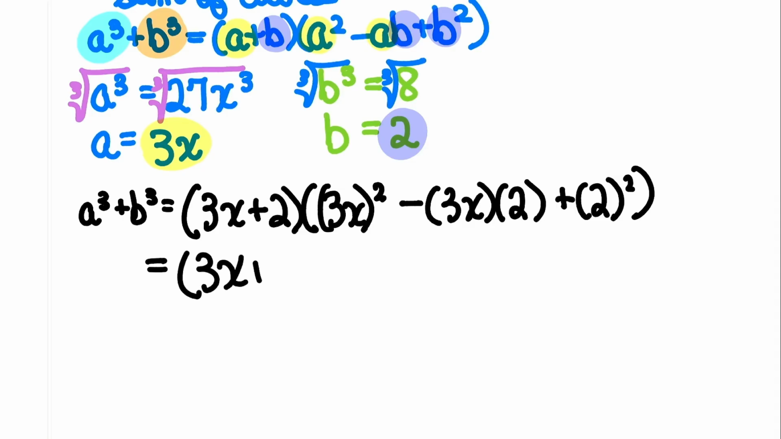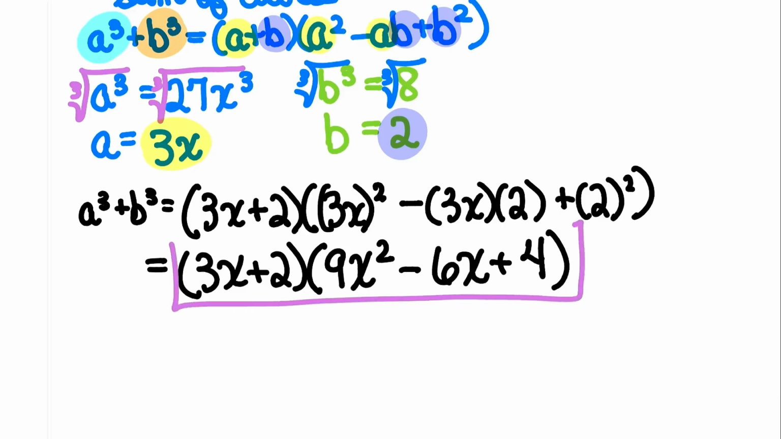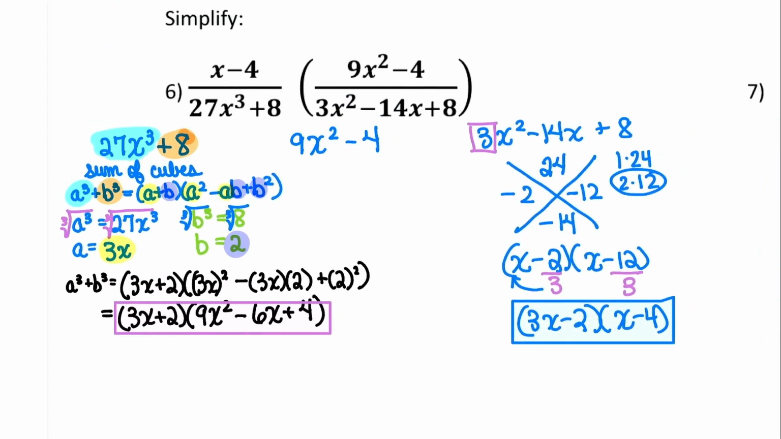So we have 3x plus 2 out front. This squared term applies to both terms inside. So this is going to be 9x squared. 3x times 2 is negative 6x, and then we're going to have 2 squared, which is 4. So this is now the answer that's going to go in place of our unfactored cubic term. Okay, it's going to go down here.